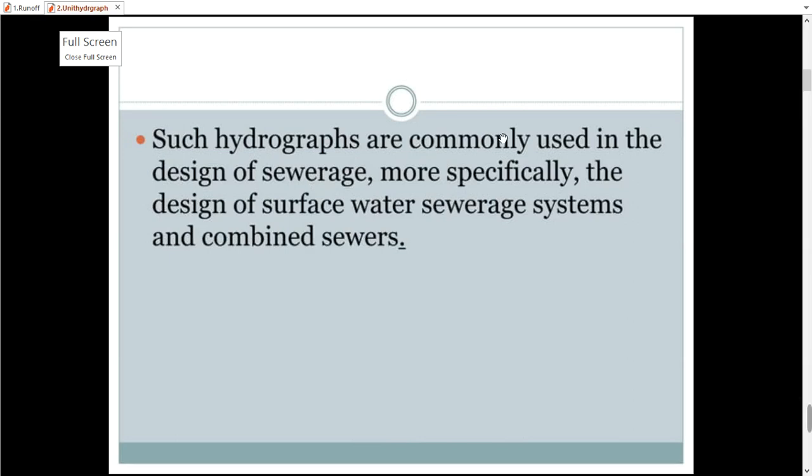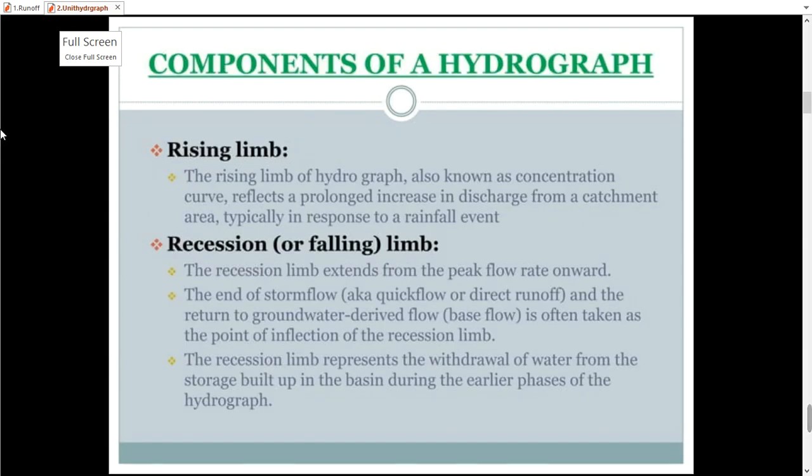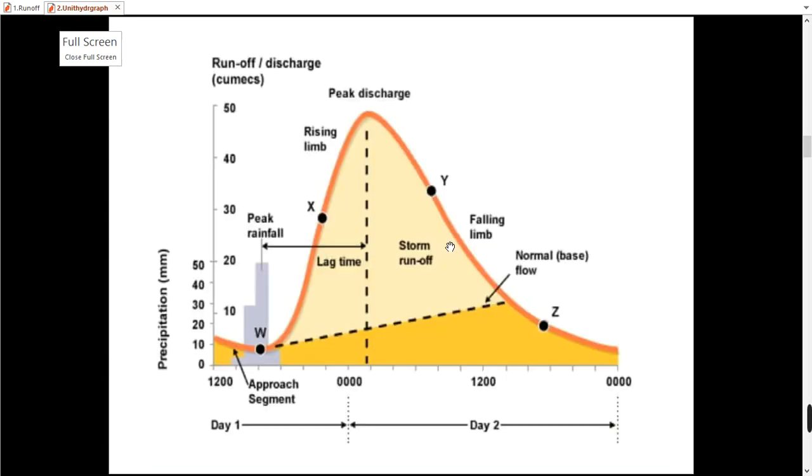Such hydrographs are commonly used in the design of sewerage. So it's a main requirement for the design of sewerage. You know sewerage, the sewerage pit, or drainage pit. These are more specifically the designs of surface water sewerage systems and combined sewers, right? These are some common parts.